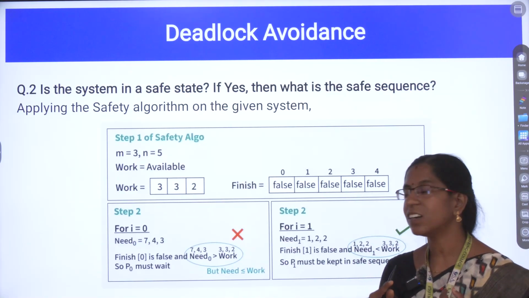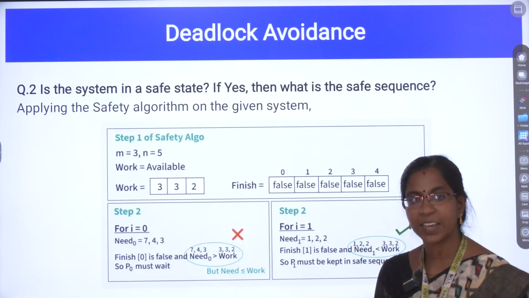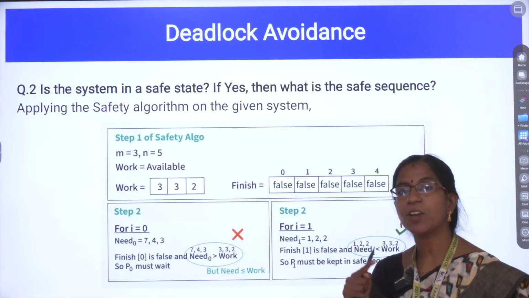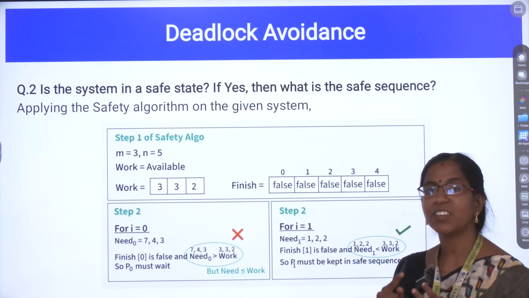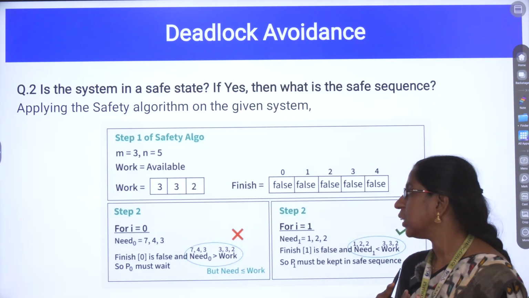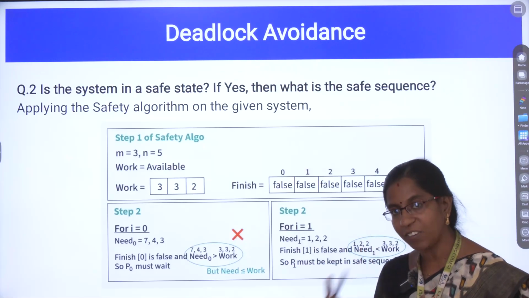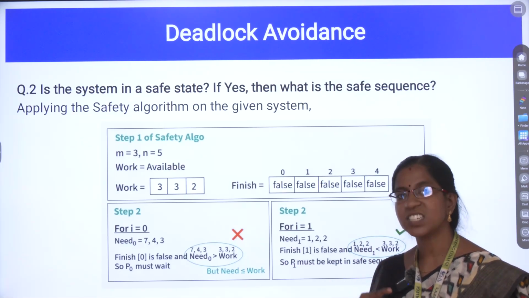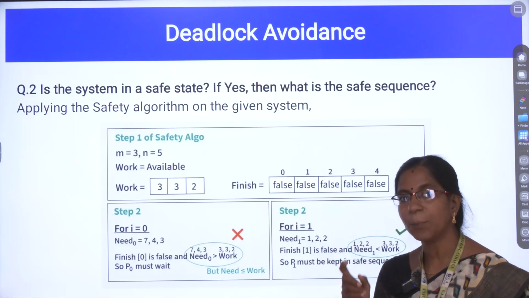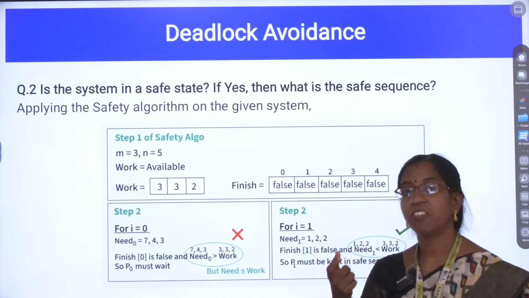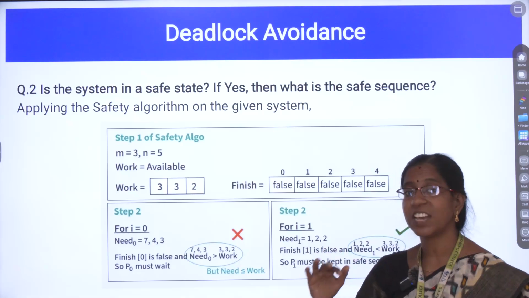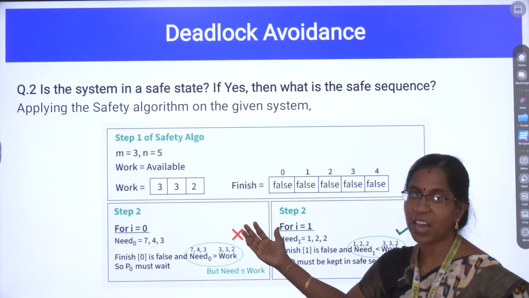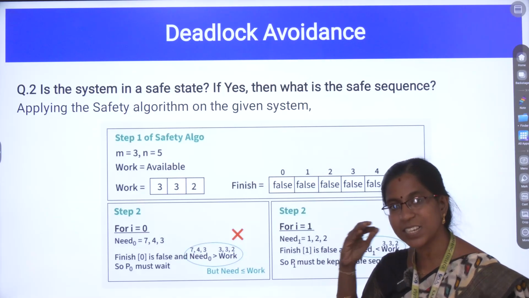First we initialize the values of m and n. M is the number of resources, n is the number of processes, and initially work is equal to available. In each and every iteration we compare need with work. If need is less than work, we have to update the process finish value, which shows whether the process is safe.